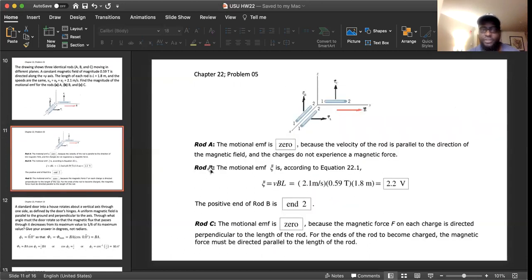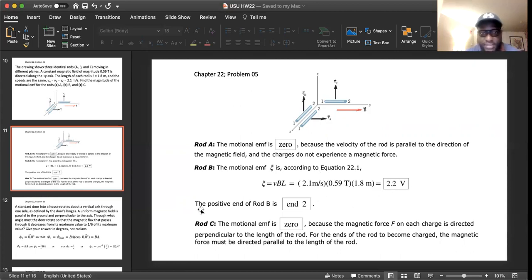Is that okay? So the motional EMF for rod A is 0, as you can see here, because the velocity of the rod is parallel to the direction of the magnetic field. The charges do not experience any magnetic force, since the motion and the field are not perpendicular. Then the motional EMF for rod B, according to the vBL equation, is just V times B times L.